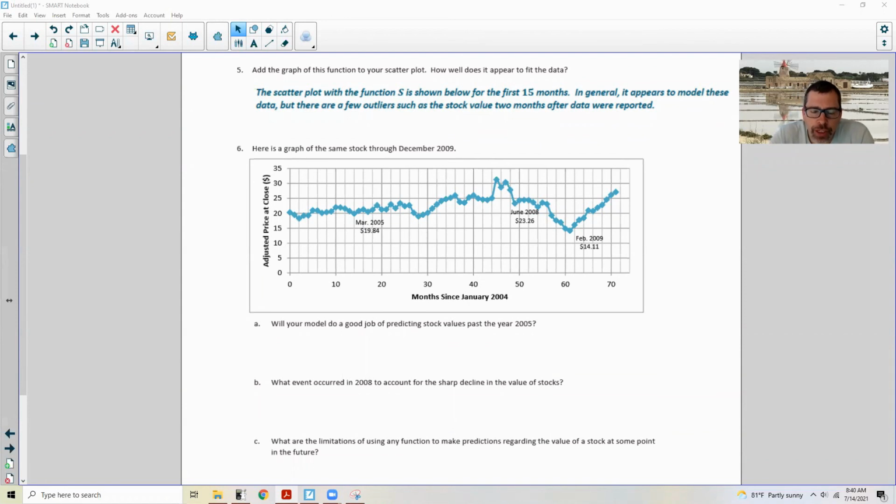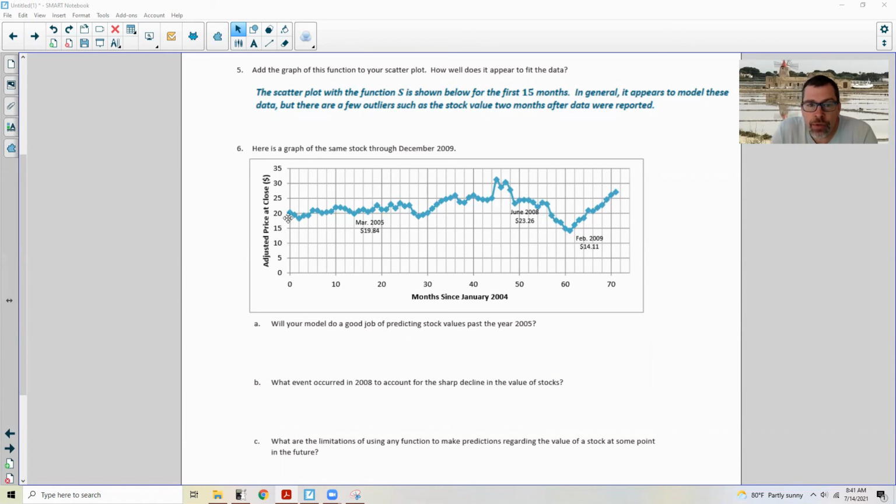So if you go into any program that shows a graph of stock prices, this is Microsoft's actual price values. So A says, with your model, will your model do a good job for predicting stock values past the year 2005? So here's March 2005, and then here's what happened here. So 2008, there's a big dip, and February 2009, it rallied back up. So will it do a good job? The answer I would say is no, it's not going to fit after that.